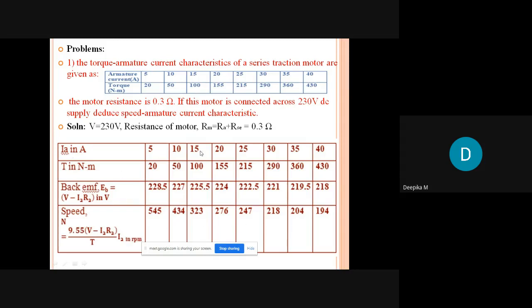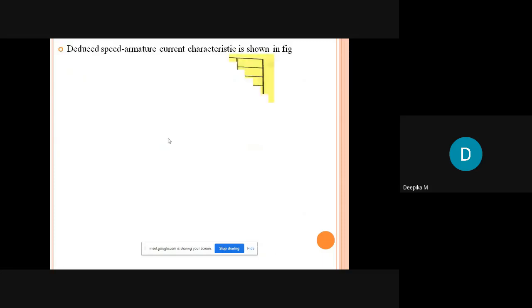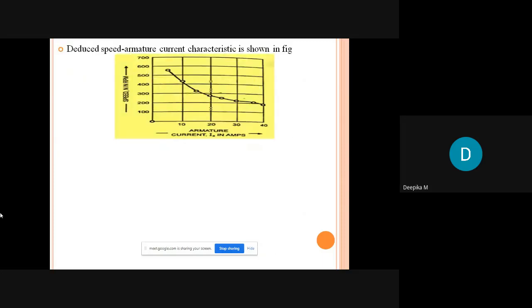Now you have the armature current values, and also the speed for the corresponding armature current values. Then you can easily plot the graph. So what is the speed armature current characteristic? On the x-axis, we take the armature current, and on the y-axis, we take the speed. Hence, we have drawn the graph. In this way, we have to plot.